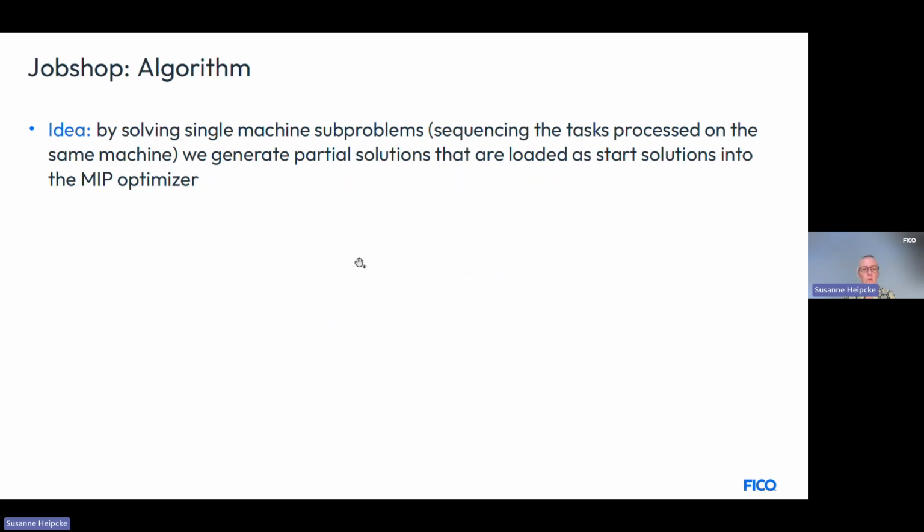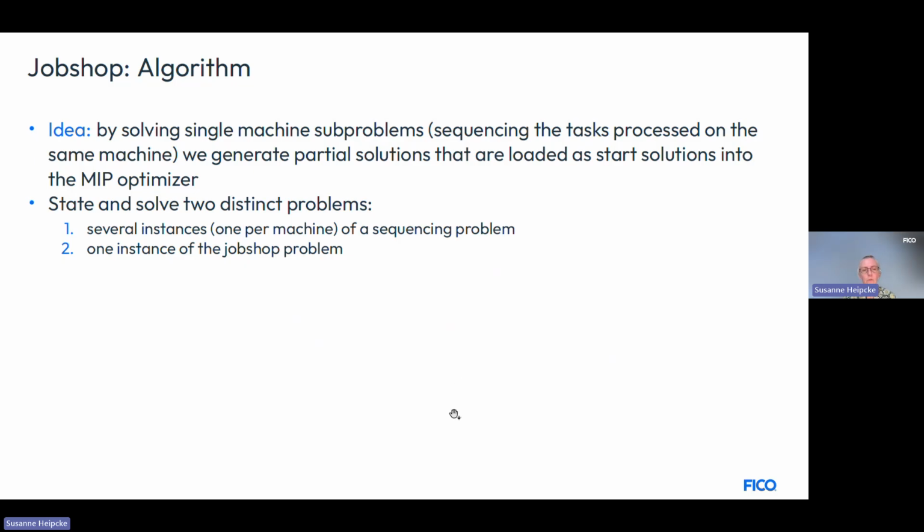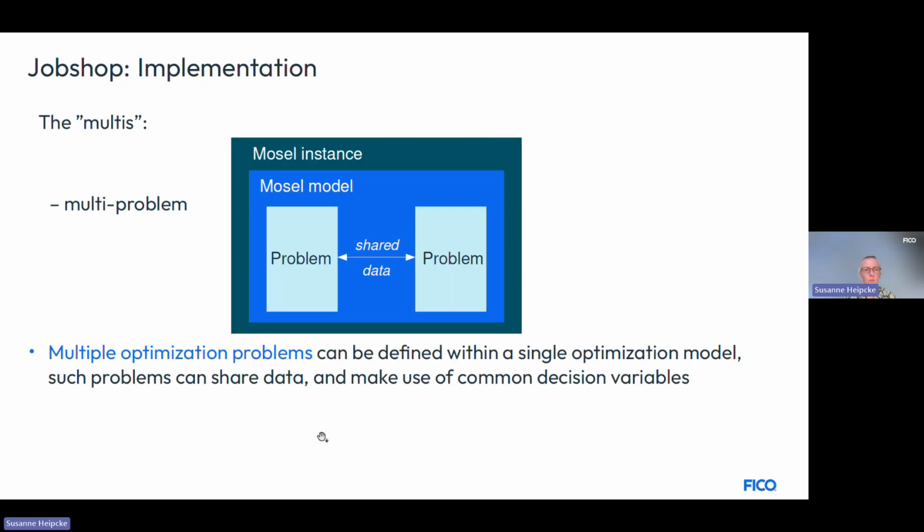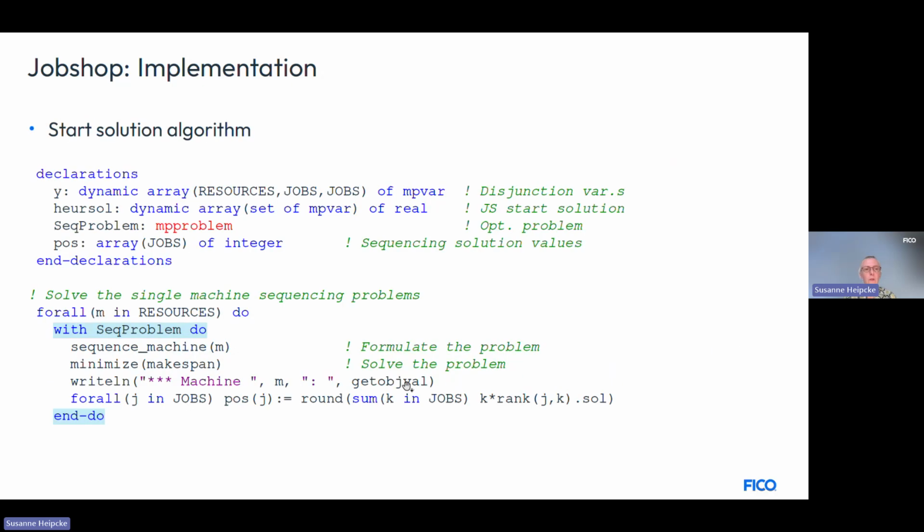What we could do now, just as an example, is to solve the single machine subproblems while sequencing tasks on a machine, and try whether this partial solution information, just a sequence for one machine, can actually help warm start the optimizer. And so I have two distinct problems, a sequencing and a job shop problem. So in this case it is all in one, several problems but within the same model.